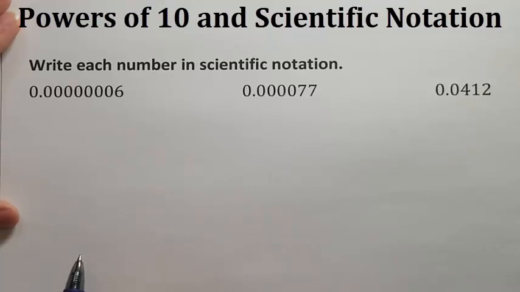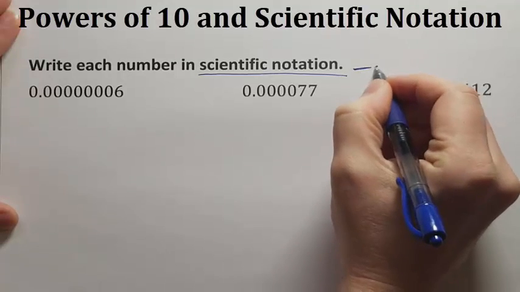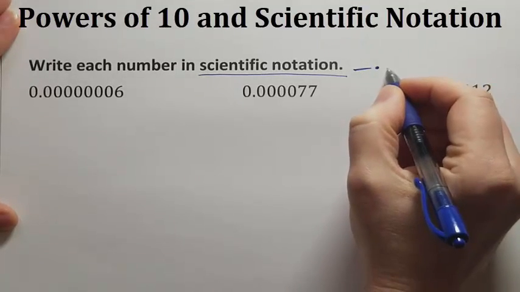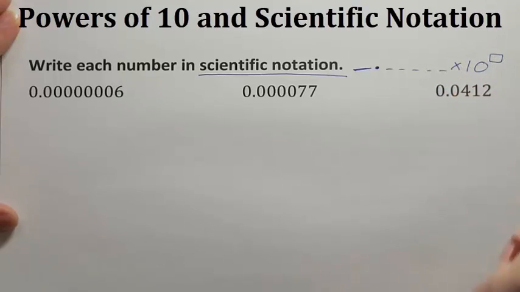Okay, so some more practice with scientific notation. If we're going to put it in scientific notation, I need some digit with my decimal. The rest of the digits can follow along. It's times 10 to some exponent. So we have 3 more examples to do.